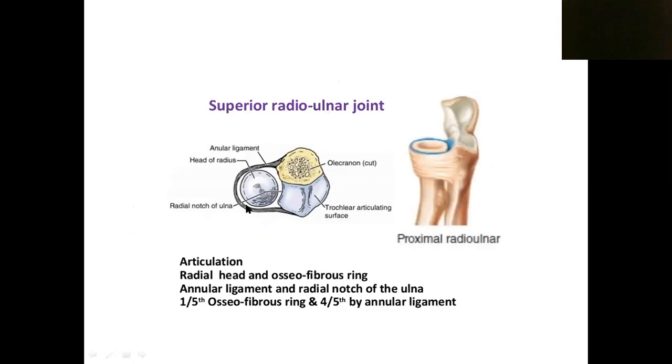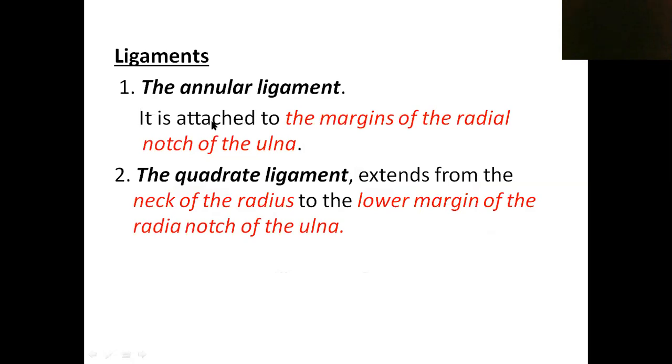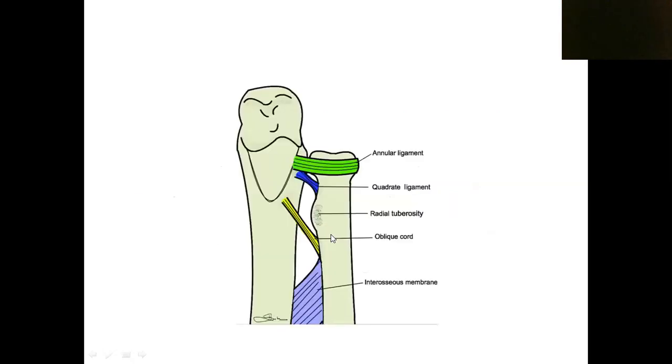Now this ligament is known as the annular ligament. So first ligament, annular ligament. It is attached to the margins of the radial notch of the ulna. It is correct. Now the quadrate ligament. Quadrate ligament is a small ligament which extends from the neck of the radius to the lower margin of the radial notch of the ulna. What is meant by that?